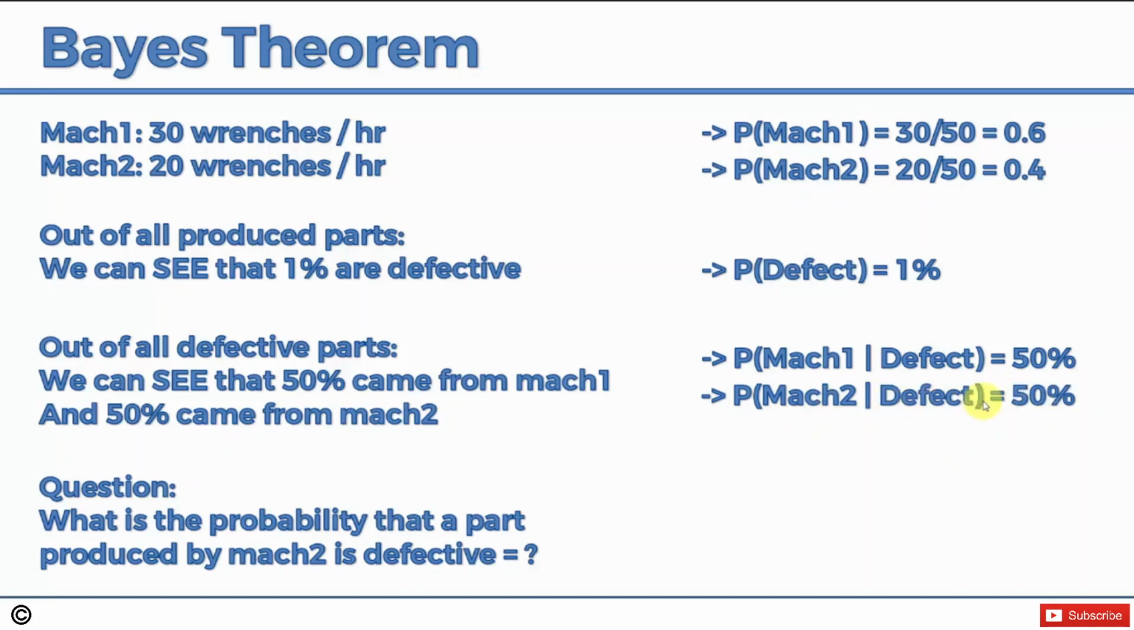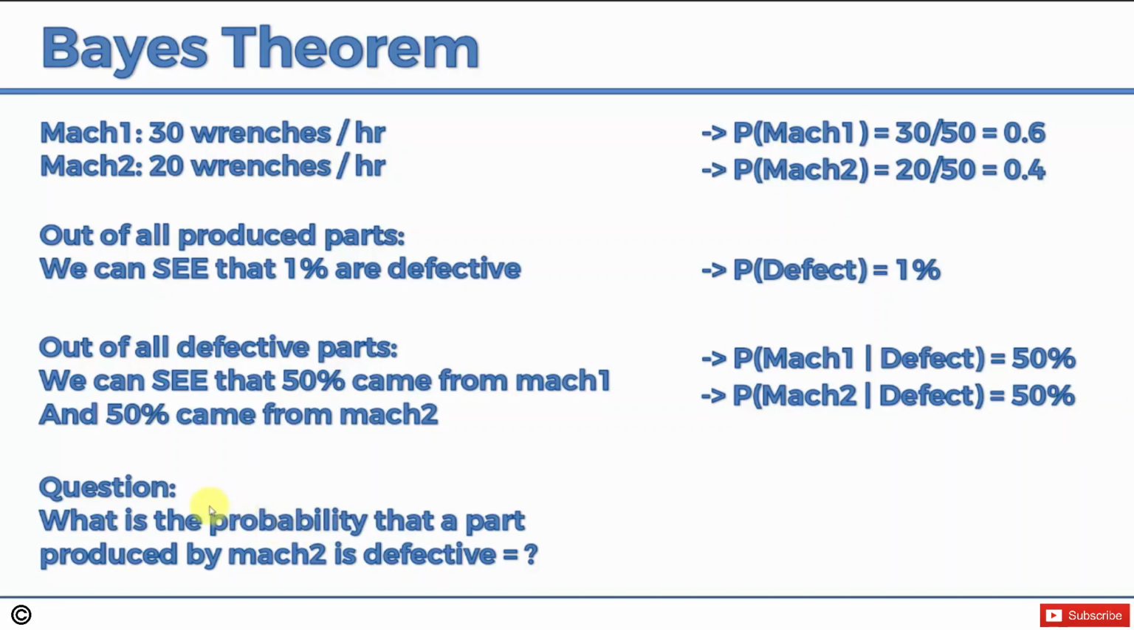So that if you take any part or any wrench, you pick it out from the defective pile, the likelihood that it was originally produced by machine 2 is 50%. So you can tell right away that machine 2 seems to be producing disproportionately more defective parts than machine 1, right? It's only producing 40% of the output, but it's accounting for 50% of the defective parts.